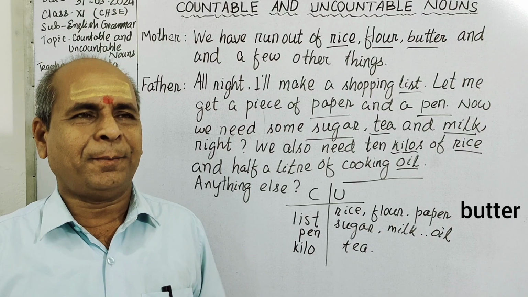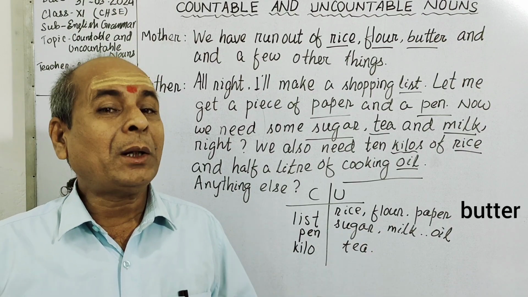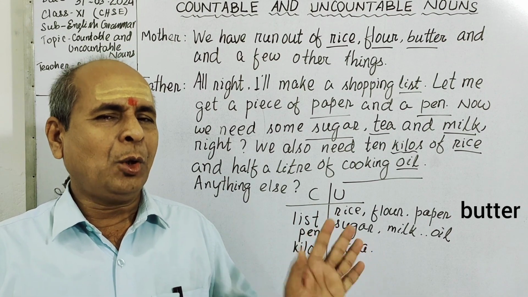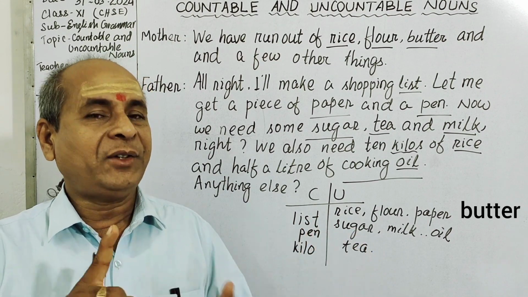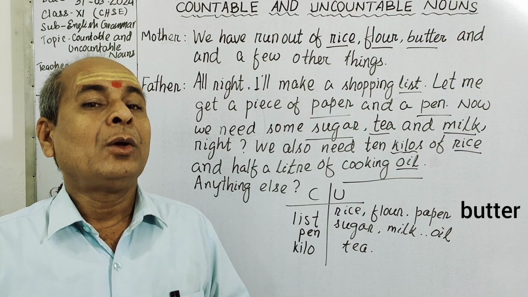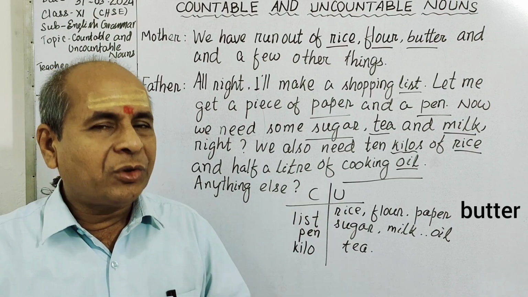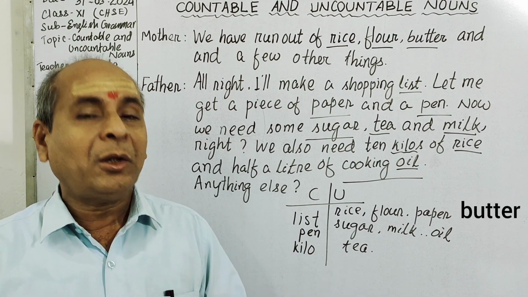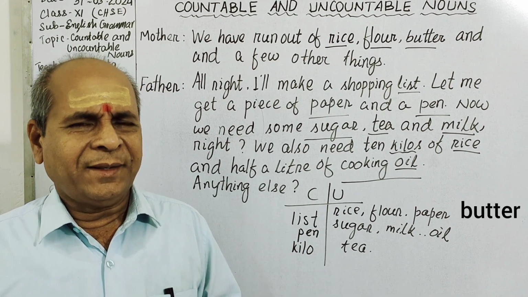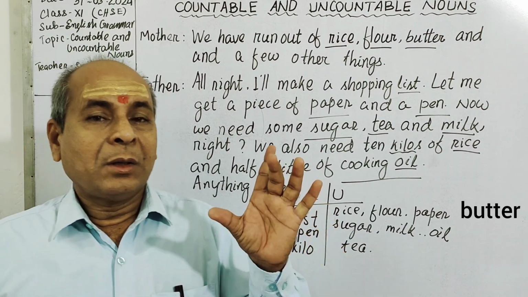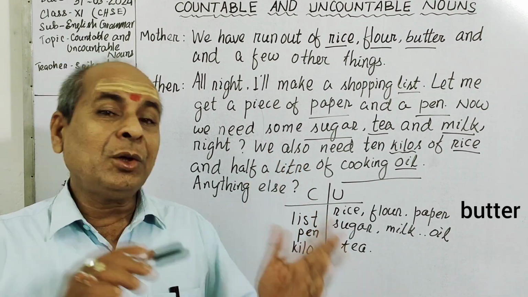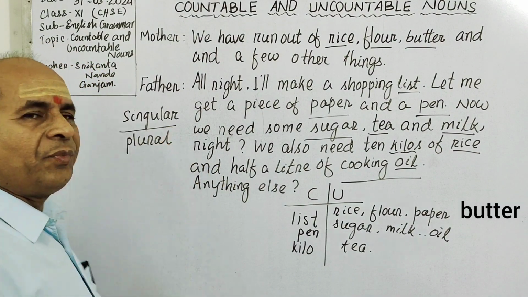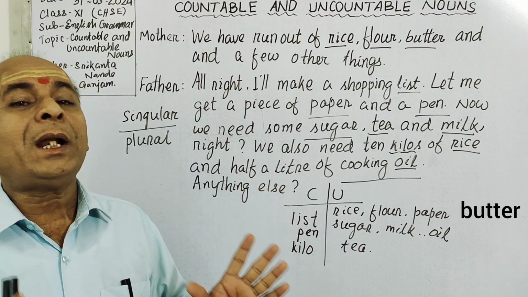We can classify them. So from this, what can you know? We can know that nouns are classified into two parts. First is countable and second is uncountable. So what is countable? That we can count, that is countable. What is uncountable? That we cannot count, that is uncountable. So countable nouns have singular and plural forms. We know singular and plural from the beginning.